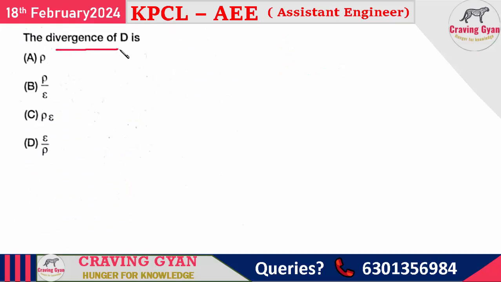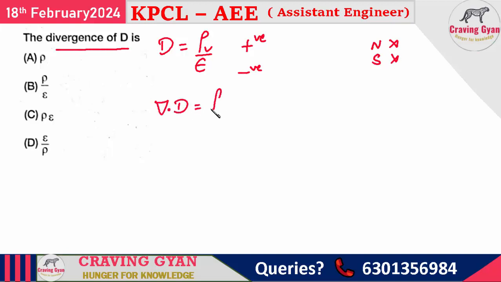The divergence of D equals rho V by epsilon, right? Positive charges alone do exist. Negative charges alone do exist. But in the case of magnetic field, North Pole alone is not going to exist, or South Pole alone is not going to exist. So only we are going to get del dot D equals rho V by epsilon. What is del dot B? Equals 0. Radial motion, rotational motion, based on these things only we have derived. So it is option B, that is rho V by epsilon.